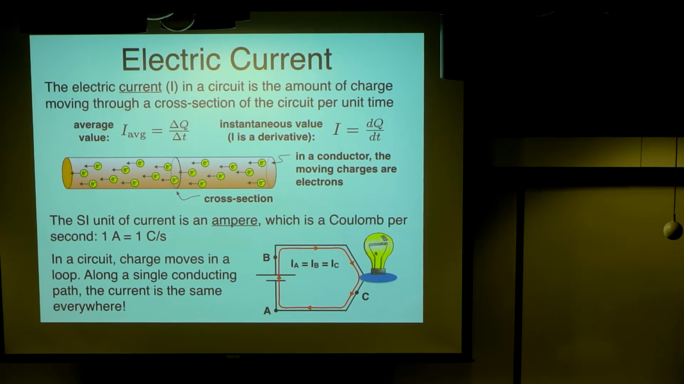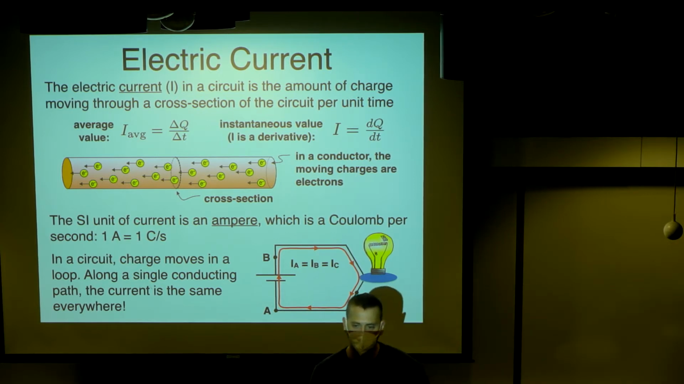Okay, so if we have a circuit, and this is the simplest example of a circuit that I could probably show you, where we just have a single battery hooked up to a single light bulb, what I want to show you is if we have a single conducting path where everything is connected, at every point in that circuit, the current will be the same. Let's take a look at point A, point B, and point C within this circuit. My claim is that the current at point A is the same as the current at point B, is the same as the current at point C.